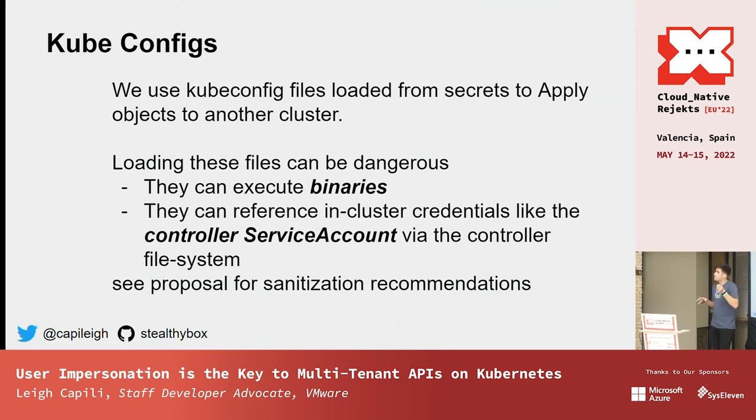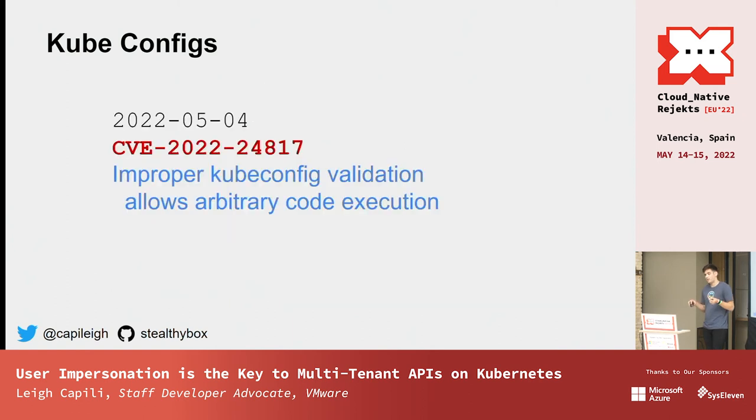There are some things to be careful of here because kubeconfigs are actually, in my opinion, super complicated and there should probably be multiple objects there. And you have to be very careful when you are executing them with the Kubernetes client libraries. You have to sanitize these things. There are some recommendations in the proposal that's linked at the end. And we actually published a CVE because we knew that we had this problem, and we just fixed it this month. The CVE is improper kubeconfig validation allows arbitrary code execution.